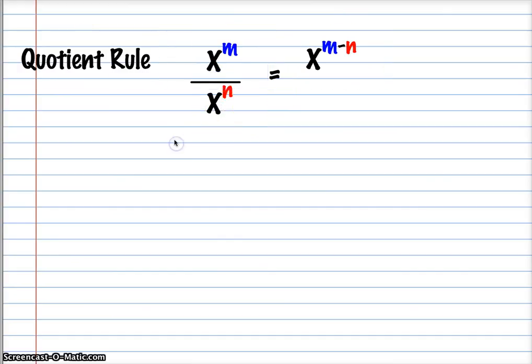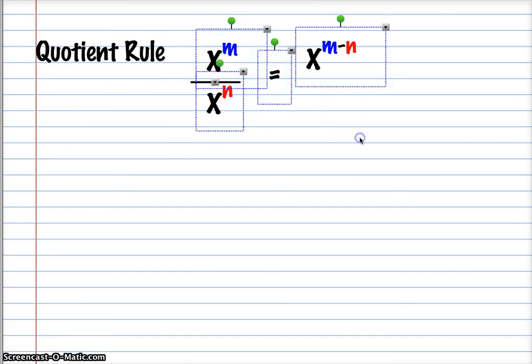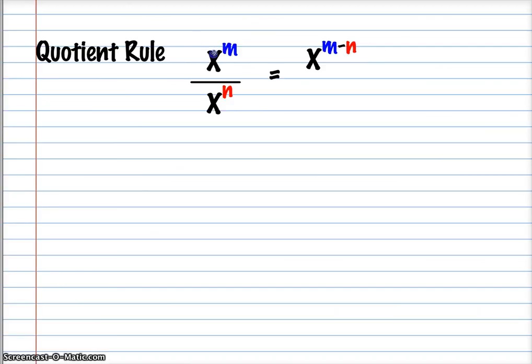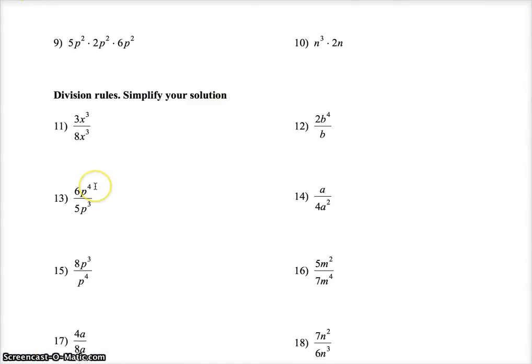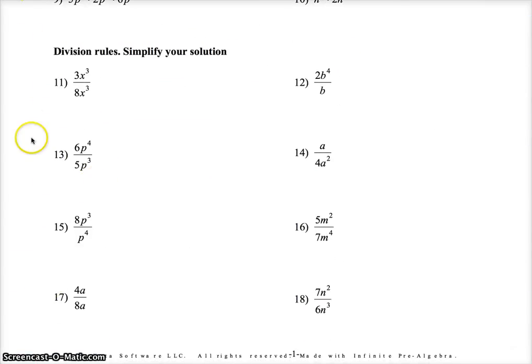Okay, so now that you've worked on the product rule for a little bit, let's do the quotient rule. Very, very similar, except this time, instead of adding my two exponents together, if they have the same base, I can subtract the top number minus the bottom number. So I'll do the same thing. I'll take a picture of something from the division questions. I'm going to pick this first one here, number 11. This is from your homework, number 11.